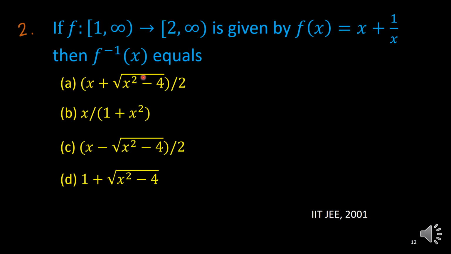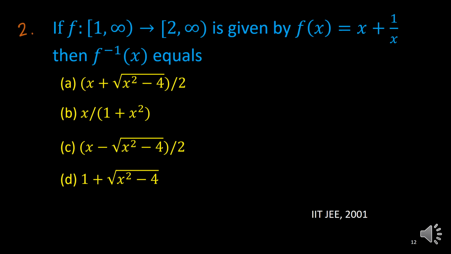Now consider the second problem. A little bit difficult. One function f has its domain given as 1 to infinity, and its range is given as 2 to infinity. This f of x function is mentioned as x plus 1 upon x. We need to find f inverse x, and these are the 4 choices.